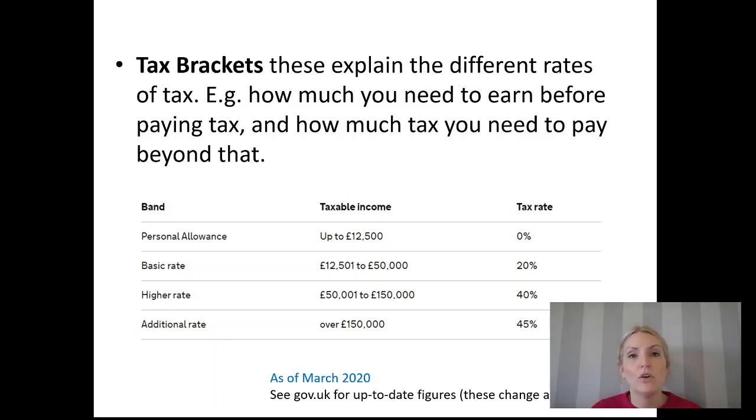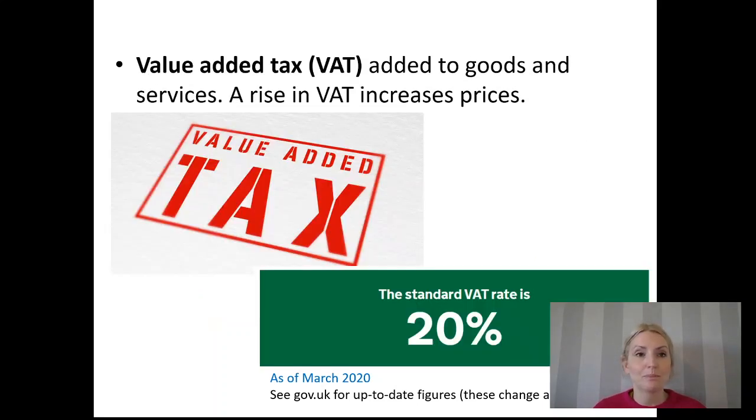So if you earn £160,000, looking at the additional rate, you will pay 45% of that 10 grand that you've earned over that. So the more money you earn, the more tax you pay. And this is all as of March 2020, so these things change all the time. Please look at .gov.uk for the latest updates if you're watching this after it's been created.